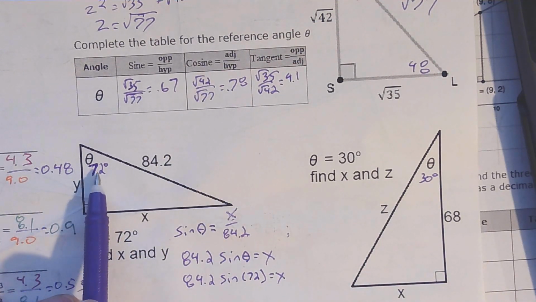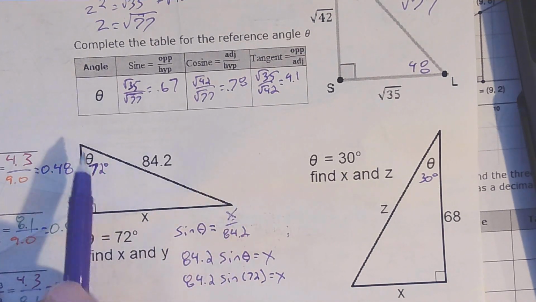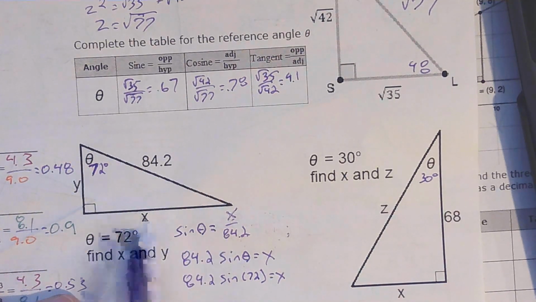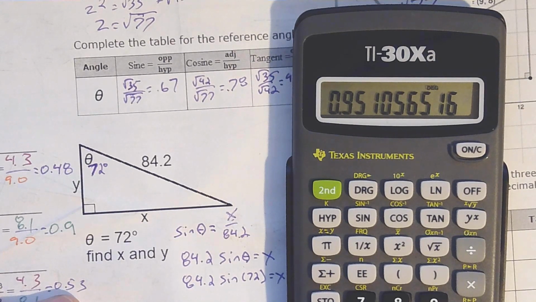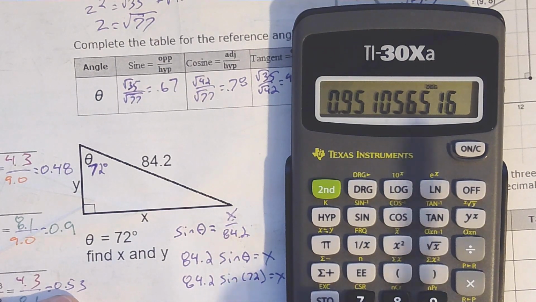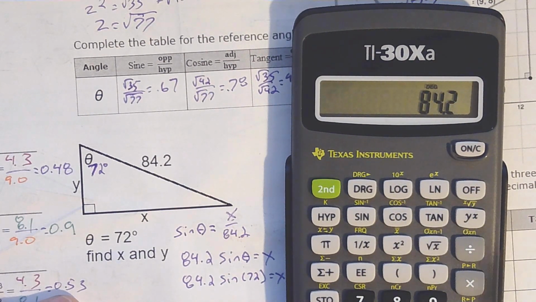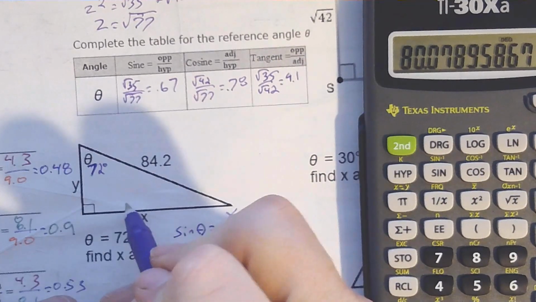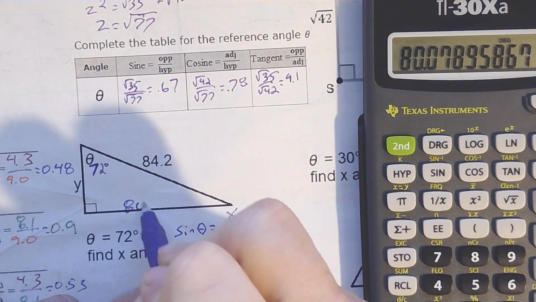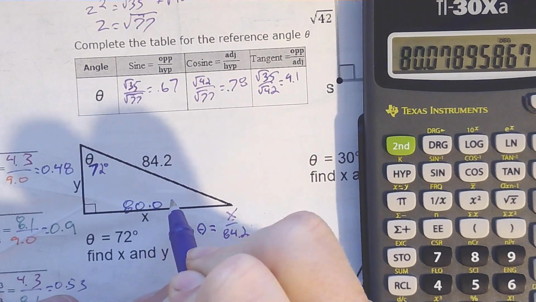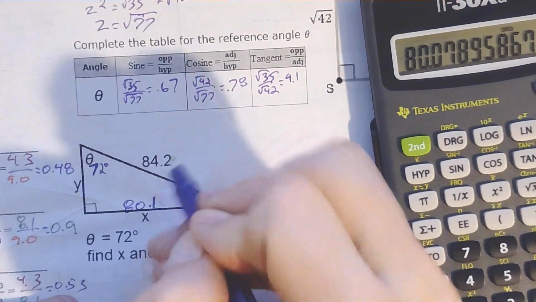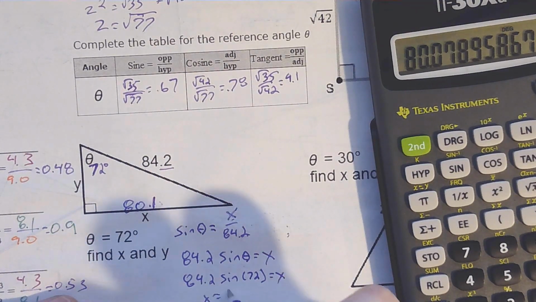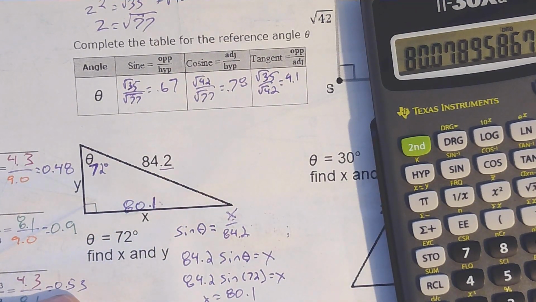So if I know this angle, and I know one of these lengths, I can figure out this length. Okay, so I do 72, I press the sine. Oh man, that's pretty awesome. I multiply that by 84.2. And bingo bango, x equals 80.1, round to the nearest tenth, because that's what it's given in. X equals 80.1. Man, that's awesome.